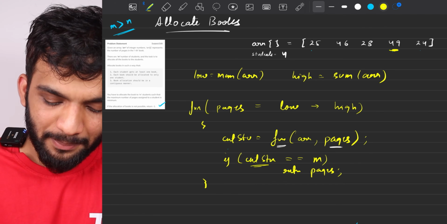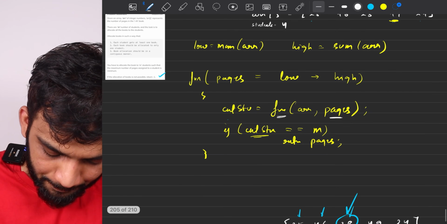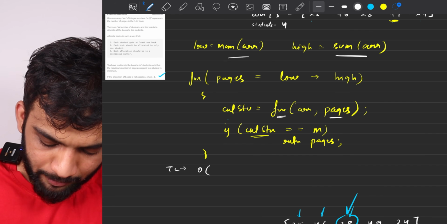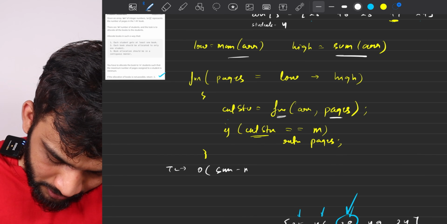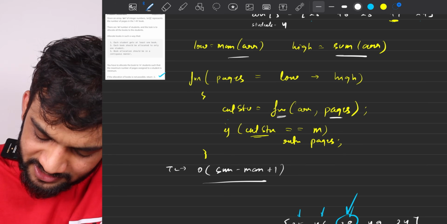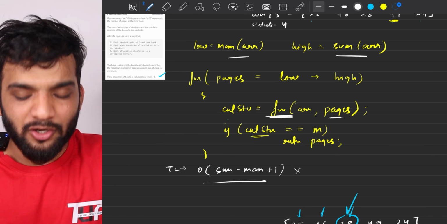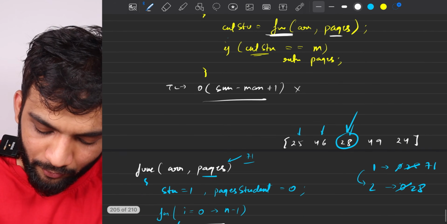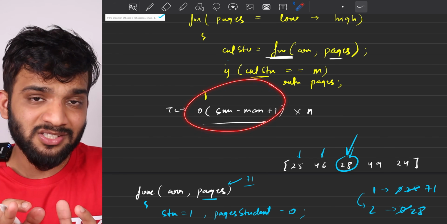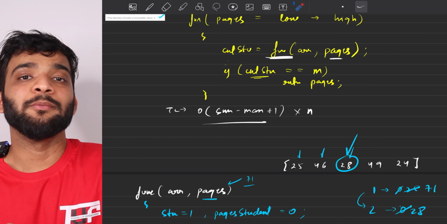I'm done and dusted. Got it? So what will be the time complexity? Can I say that the time complexity is big O of, I'm running a loop from sum to max. So sum minus max plus 1 is the length of the linear search at the worst case. And I'm also running a function, and the function is running for a big O of n. So that's a big O of n times that. Obviously, the interviewer will not be happy with this. I'll ask you to optimize. This is when we will move to binary search.